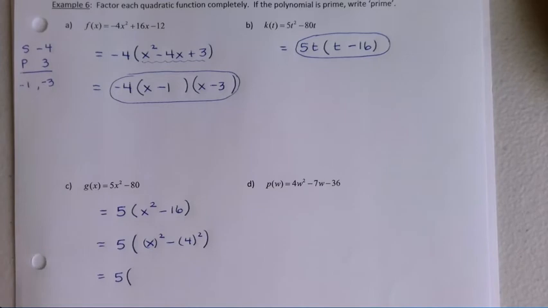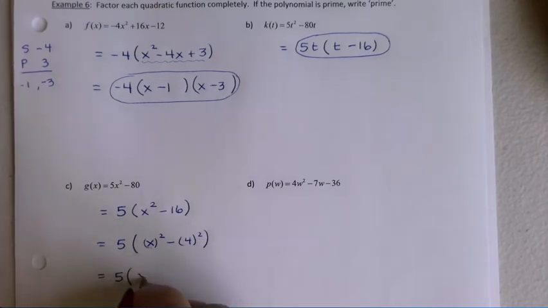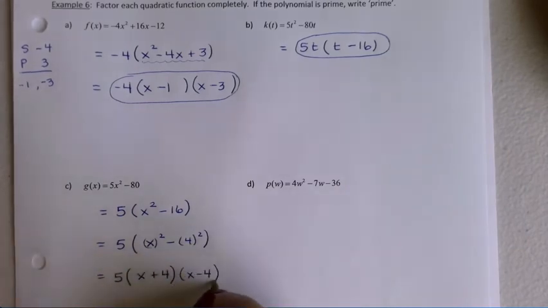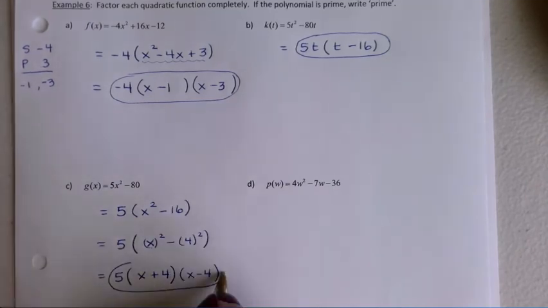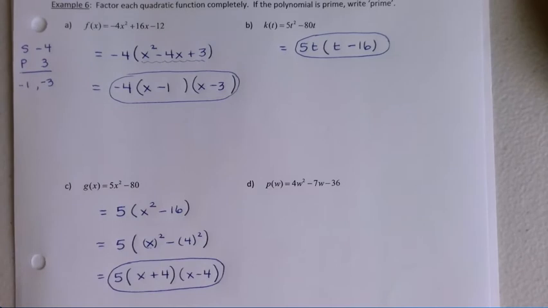And so I'm going to use that difference of squares pattern, x plus the 4 times x minus the 4. And notice you got that negative 16 popping back in there. Now I have no more squares in there. Now it's completely linear in each factor, and so I know I'm done. All right, what about D?